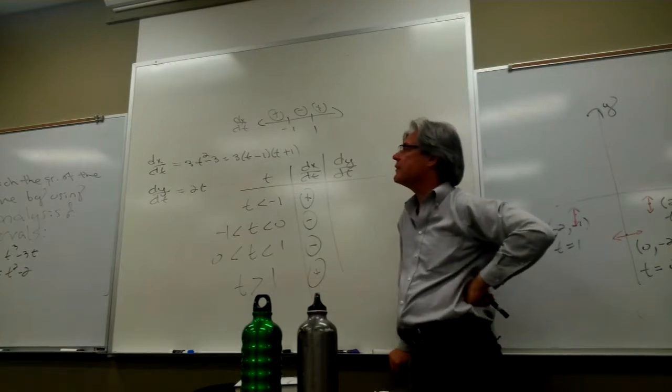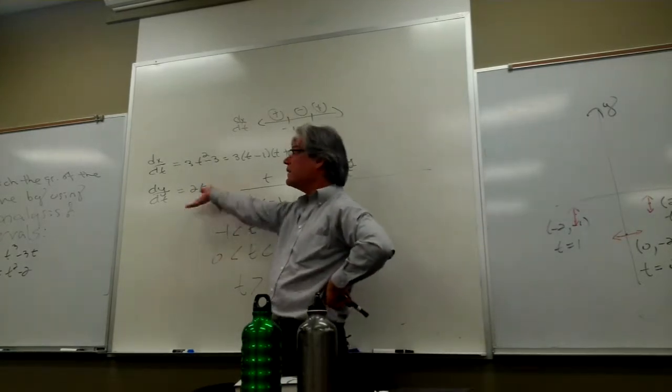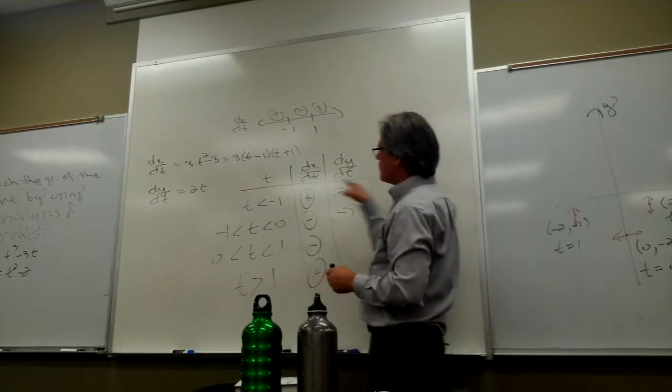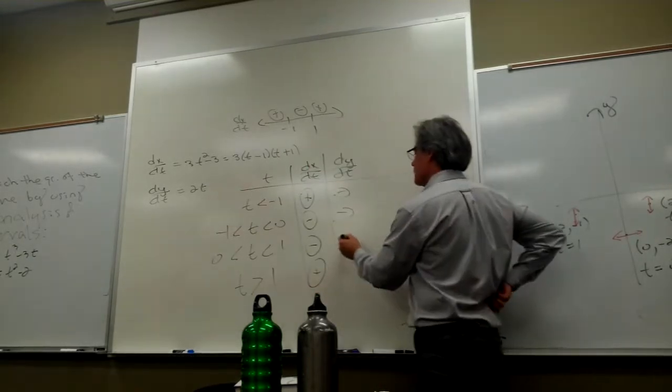I think dy/dt is a little easier. If t is negative, dy/dt is negative. And if t is positive, dy/dt is positive.